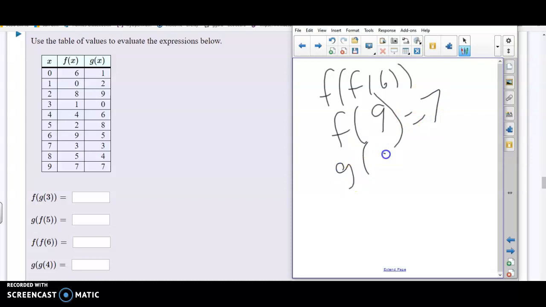And last one there is g of g of 4. Well, you do g of 4, and that is 6. Excuse me. g of 4 is equal to 6, and you do g of 6, which is equal to 5.